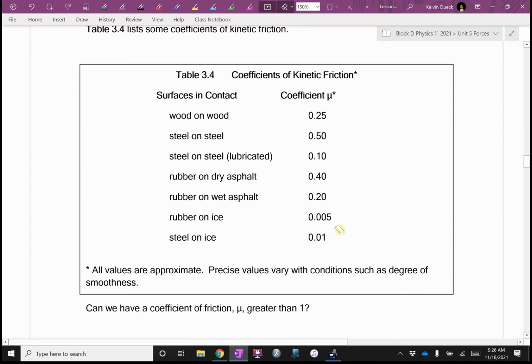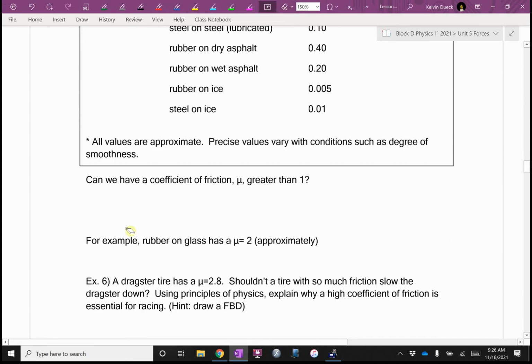Rubber on ice, really slippery. That's why rubber shoes on ice don't work very well. Steel on ice, you get a little bit of grip. These are very approximate. Can you have a coefficient of friction bigger than 1? Rubber on glass has a mu of about 0.2. That's why a thin piece of rubber, you can stick it to the glass, walk away, and it'll stick there because it can support its own weight and then some.